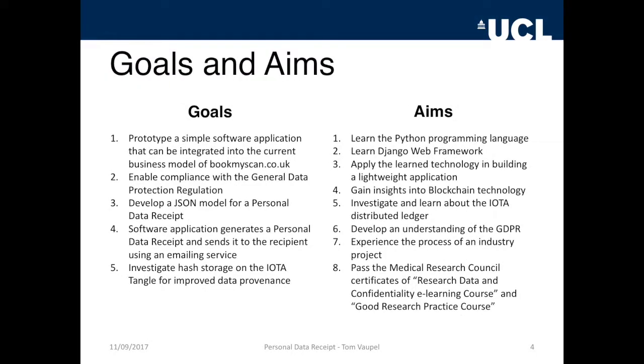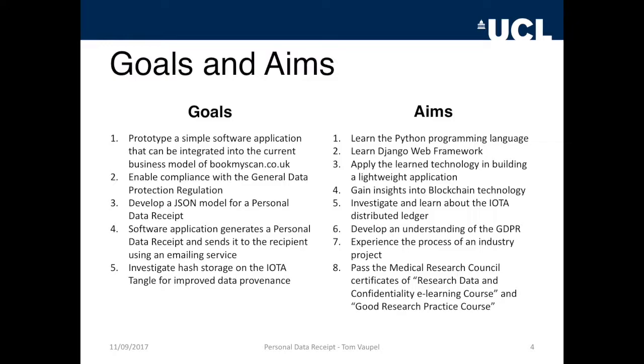The project-specific deliverables, also called goals, are going to be prototyping a simple software application that can be integrated into the current business model of the client, enabling compliance with the GDPR, and developing a JSON model for a personal data receipt. The prototyped software application should generate a personal data receipt and send it to the recipient. Finally, the hash storage on the IOTA tangle should be investigated.